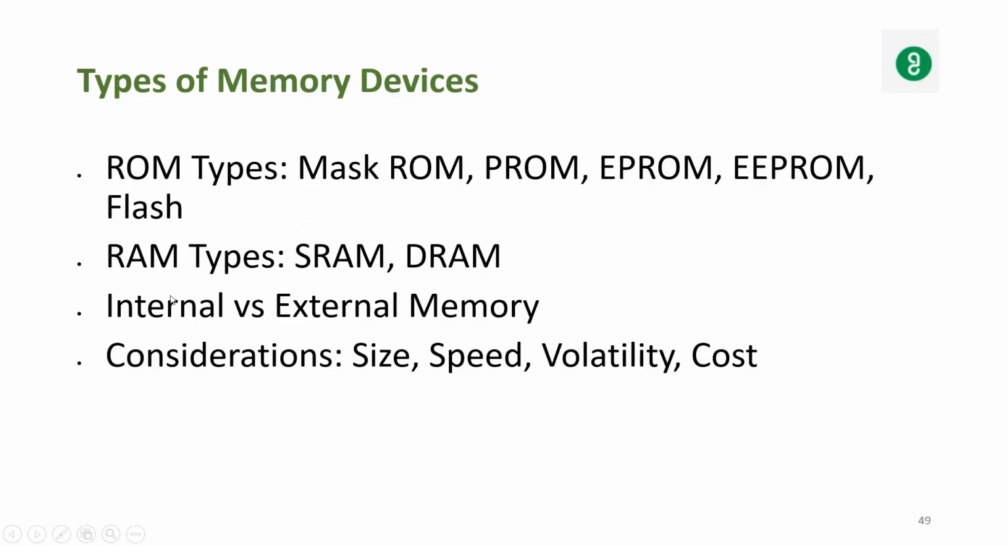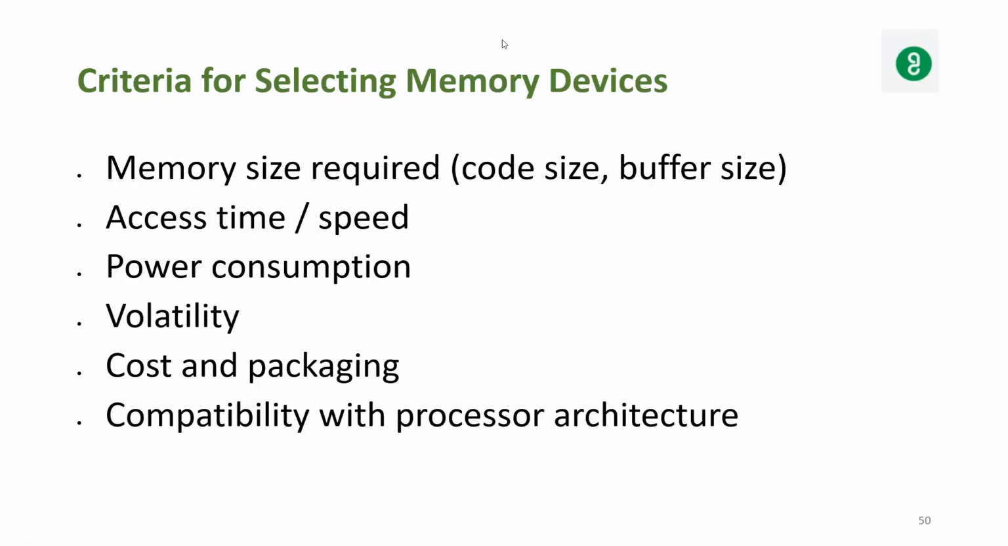Other than that, you have internal as well as external memory. The considerations you have to take care of: first thing you have to see is size, next is speed, volatility, and cost. So you have to see ROM types, RAM types, internal or external memory, and under considerations, size, speed, volatility, and cost. Criteria for selecting memory devices.